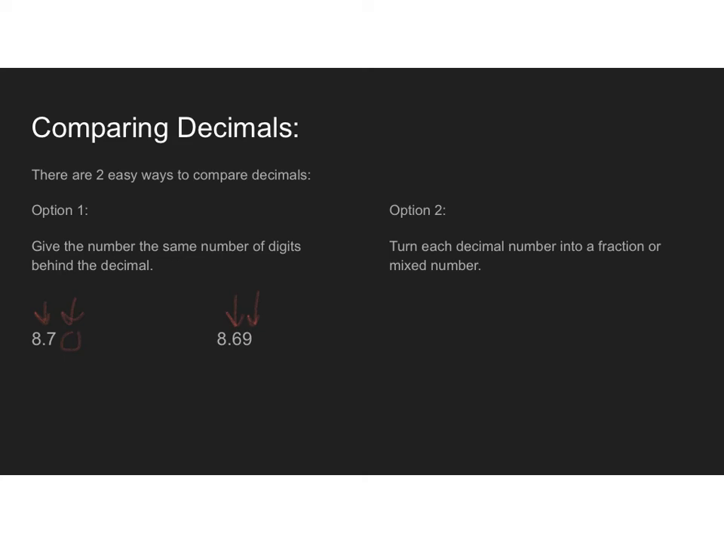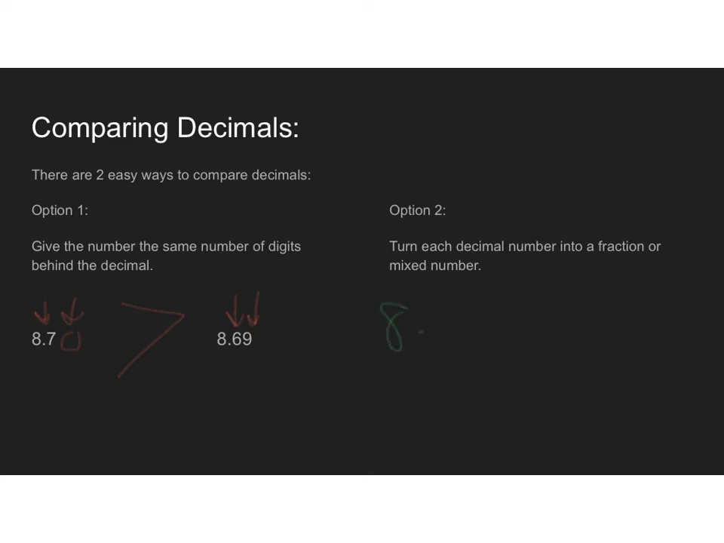So here you can see I have 8 and 70 hundredths, and I have 8 and 69 hundredths. Then it's pretty easy for the kids to figure that out. If I have 70 versus 69, 70 is going to be larger. So that's how I would compare that. That one's larger.